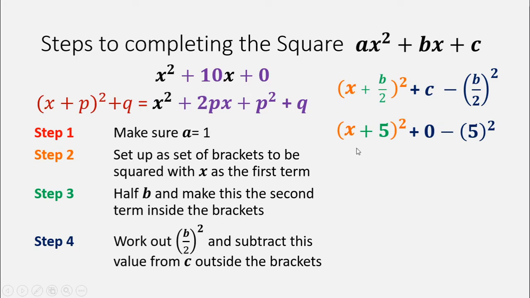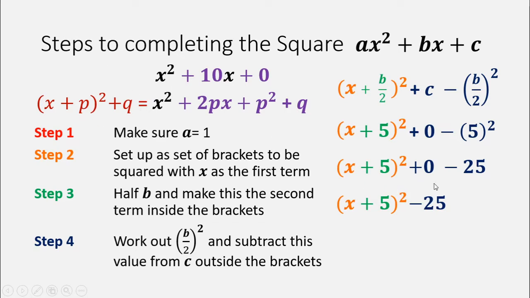Right, we need to simplify this. I'm not going to expand this out because I want to keep it in this format. I just want to figure out what q is. Okay, so I'll leave the bracket and I'm going to simplify this. 5 squared is 25, so that's going to be 0 minus 25. And 0 minus 25 is negative 25. There we have it. x plus some number squared, x plus 5 squared, plus q. And q is negative 25. It can be a negative number.